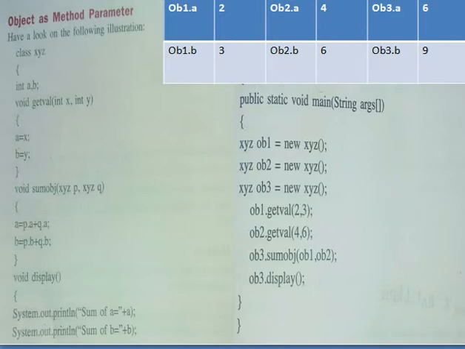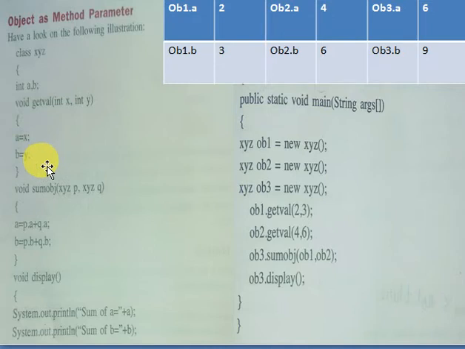Now, let us see one more way of passing the values to functions. Class XYZ, int a comma b. Two data members are there in the class. Void getVal(int x, int y). See, parameters are there. Formal parameters are x and y. From x and y, values are copied to a and b. Hope you remember one program we did like this.